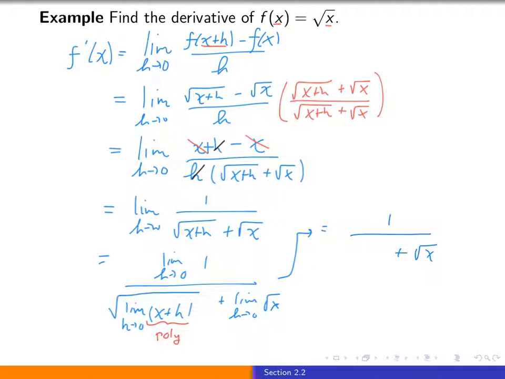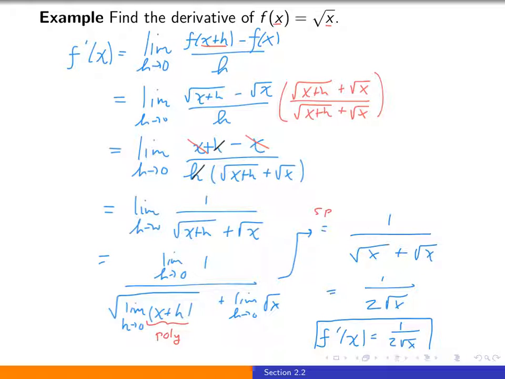x plus h is a polynomial in terms of h, so we can use the substitution property and simply plug in h equals 0. So the value of our limit, in this case what will be the derivative, is 1 over 2 square roots of x. So for the function f of x equals the square root of x, f prime of x is 1 over 2 square roots of x.